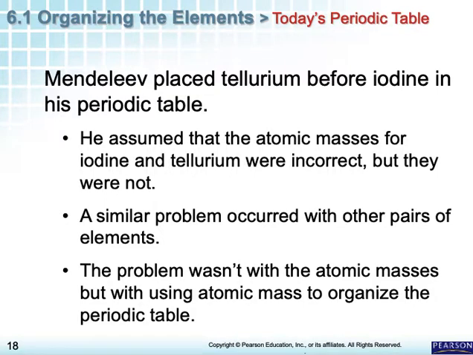So what Mendeleev thought was that the atomic masses of iodine and tellurium were incorrect. However, they were correct, and there were other problems with certain elements, and it wasn't the atomic masses that were the problem. It was how we were trying to organize the periodic table.